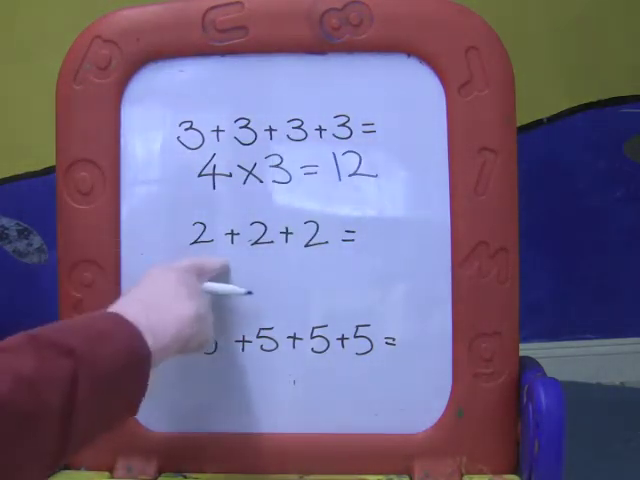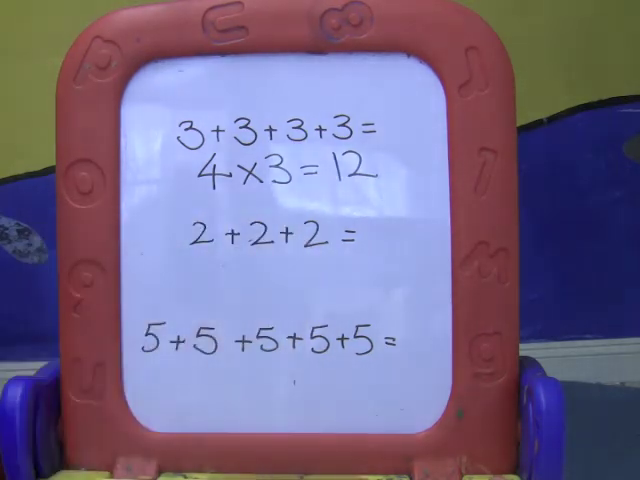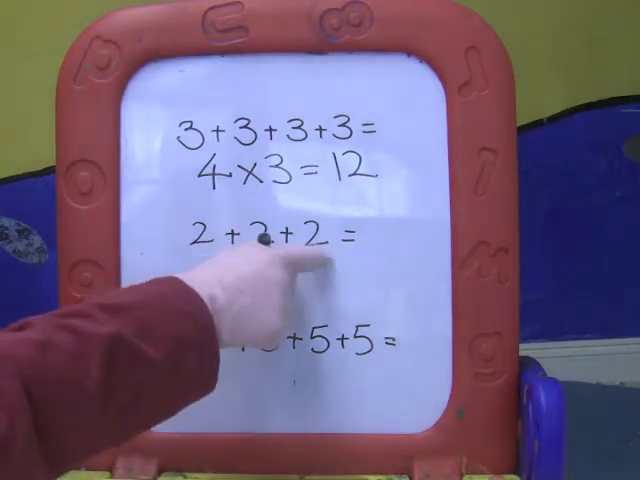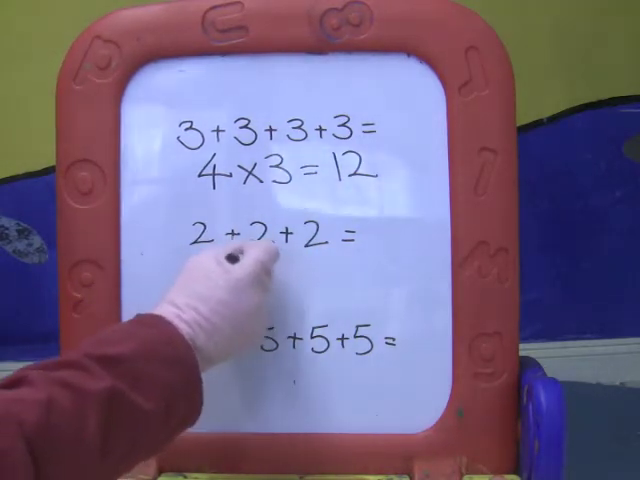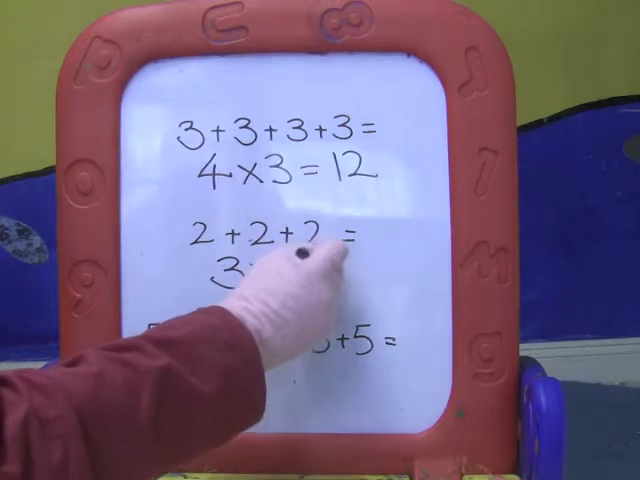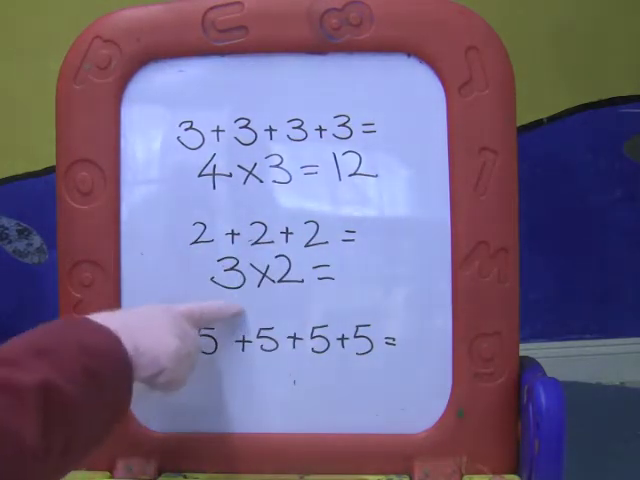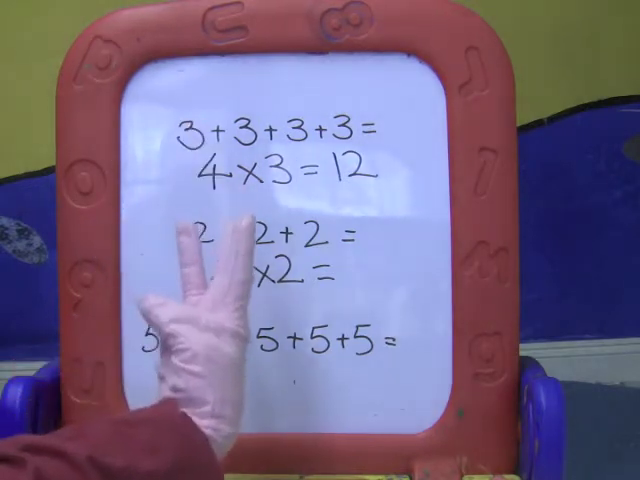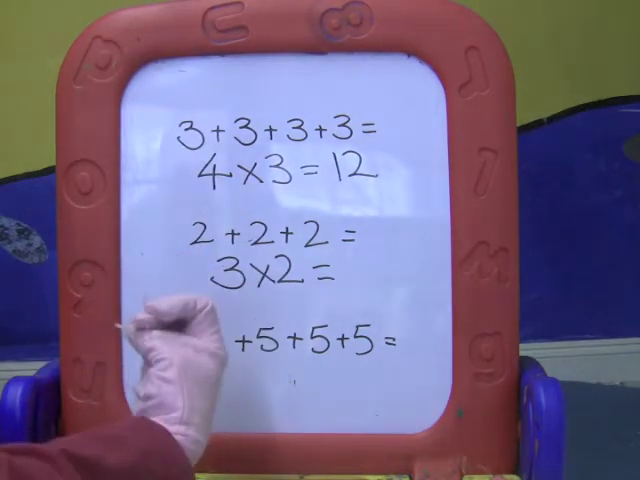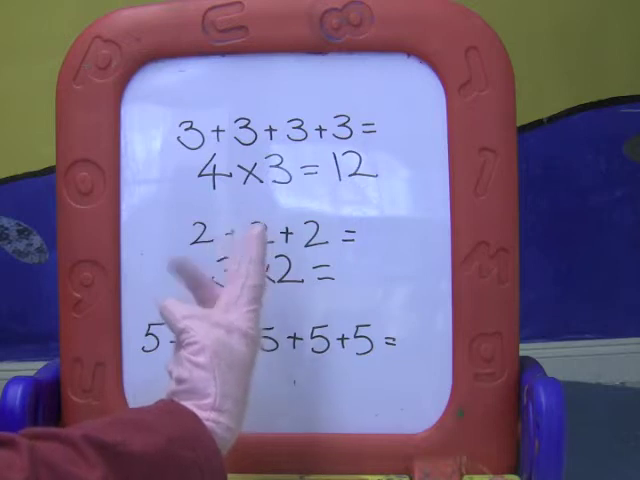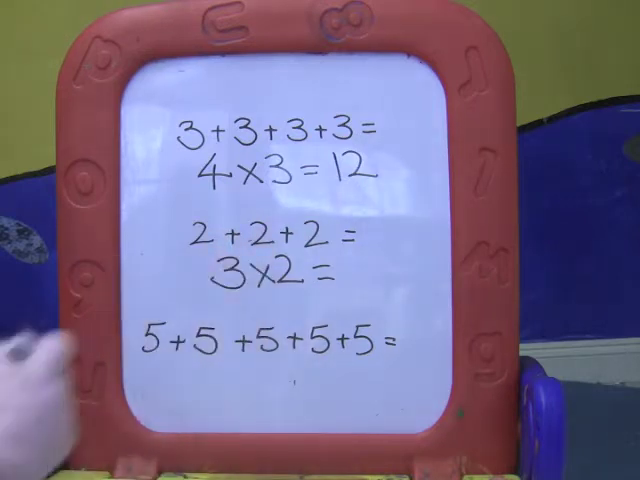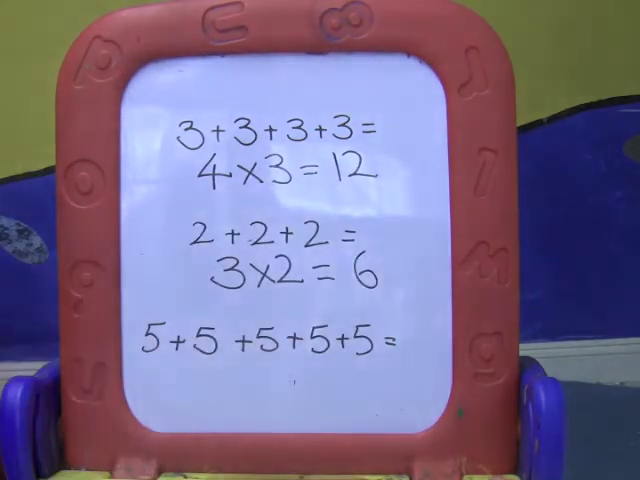The next one, I've got 3 lots of 2. So I'm going to write down 1, 2, 3. Multiplication sign, 2. 3 lots of 2. So I want to count in 2s 3 times. 3 times is 3 fingers. 2, 4, 6. The answer is 6.